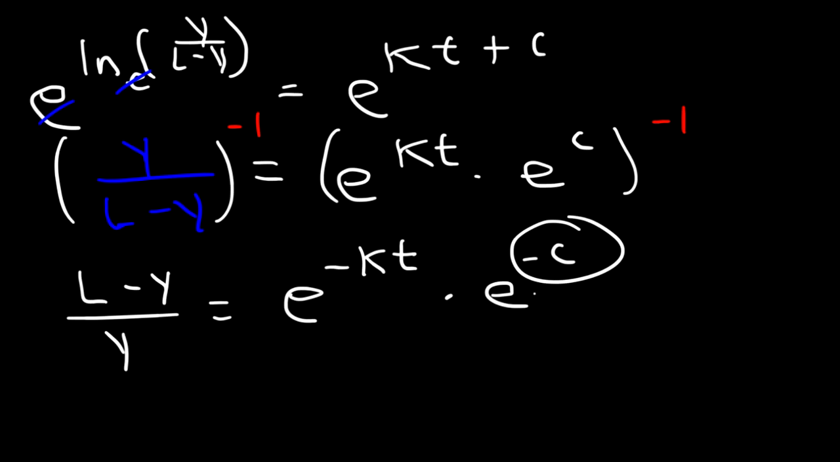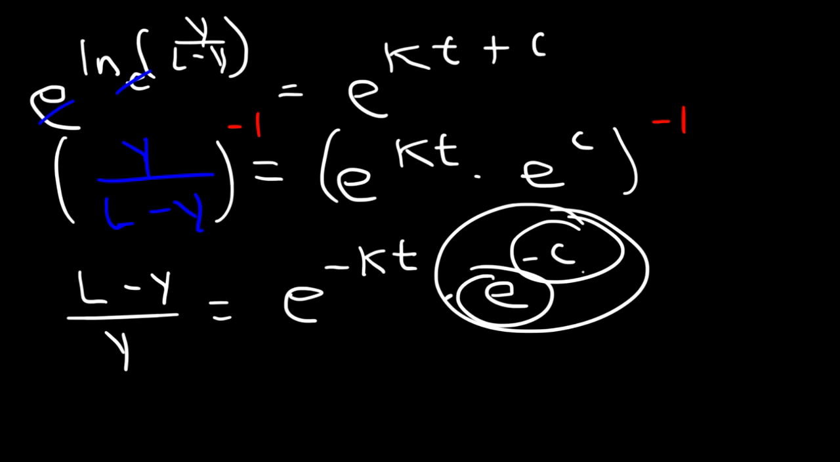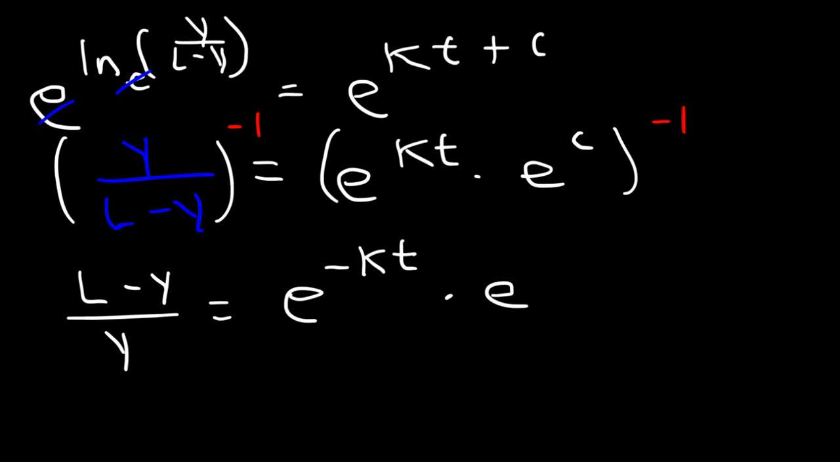Now c is a constant and e is a constant. A constant raised to a constant is simply a constant. There's no variables there. So we can call this just one constant. We're going to call it b. And that's how we're going to get b times e to the negative kt.